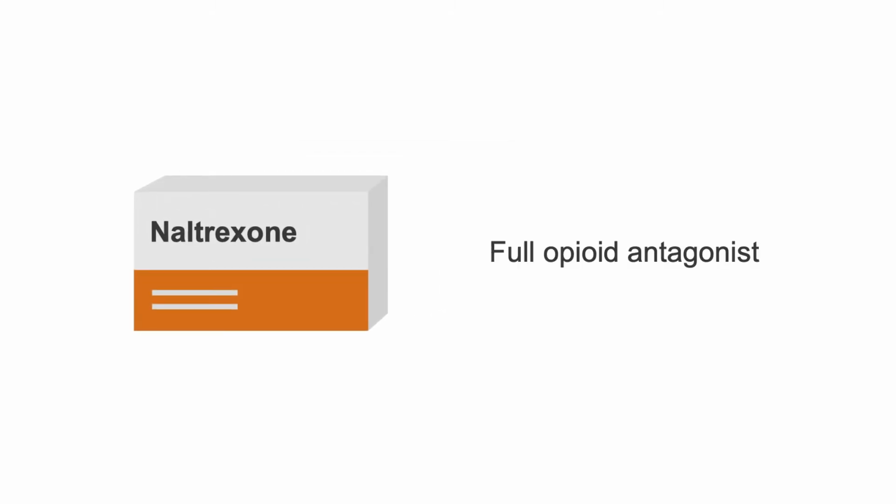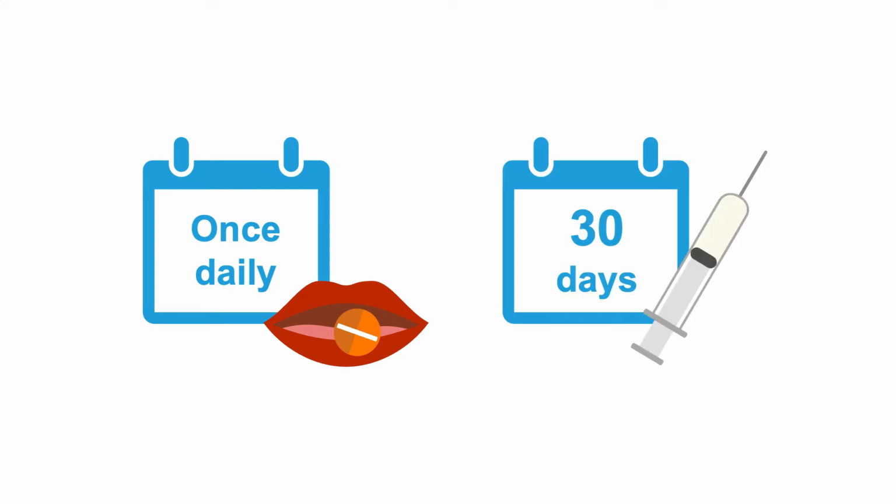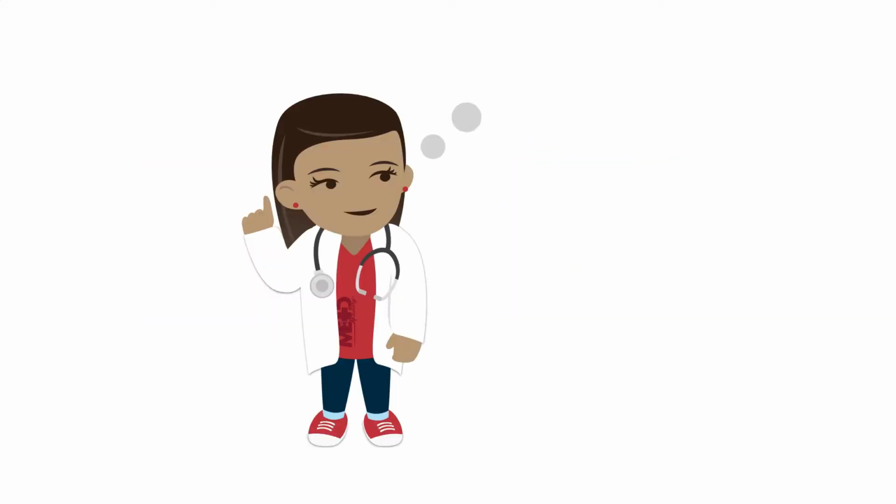Naltrexone is a full opioid antagonist that was initially approved for opioid use disorder, but was later approved for alcohol use disorder as well. It has both a once-daily oral form and a 30-day long-acting injectable form. Now, you may be wondering, what is an opioid antagonist doing here in the chapter on AUD?